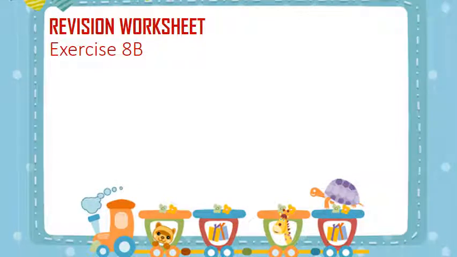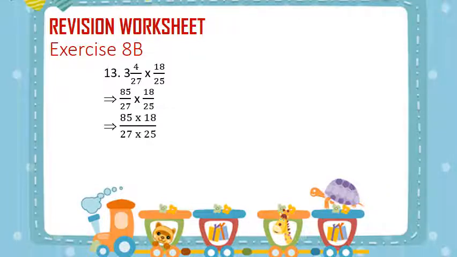Now children, let's do the next question, which is question number 13 of exercise 8b. Here you have to multiply 3 4 upon 27 by 18 upon 25. So first we will change this mixed fraction 3 4 upon 27 to improper fraction, which is equal to 85 upon 27 multiplied by 18 upon 25. So in the numerator part we will write 85 multiplied by 18 and in the denominator we will write 27 multiplied by 25. Now what we will do?